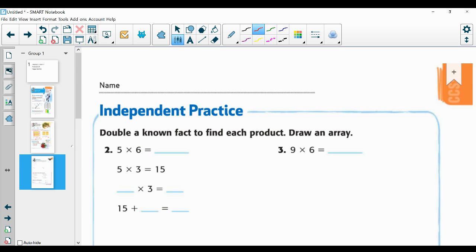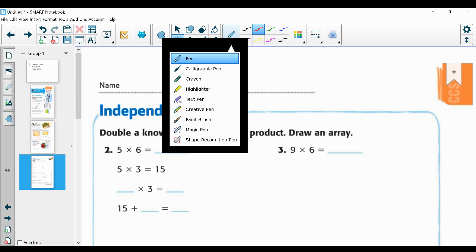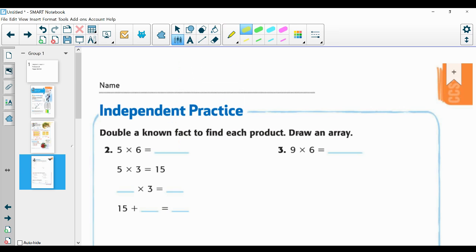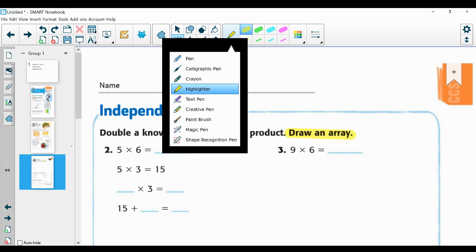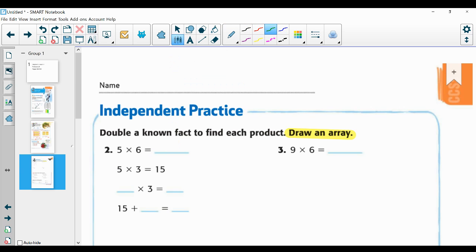All right, so here's independent practice. You're going to double a known fact to find each product. Draw an array. So you need to draw the array. That's really important. You will get graded on that. Okay, so number 2 is broken down for you. You've got your original problem. You have your 2 decomposed number sentences, and then you fill it in to find your final answer.